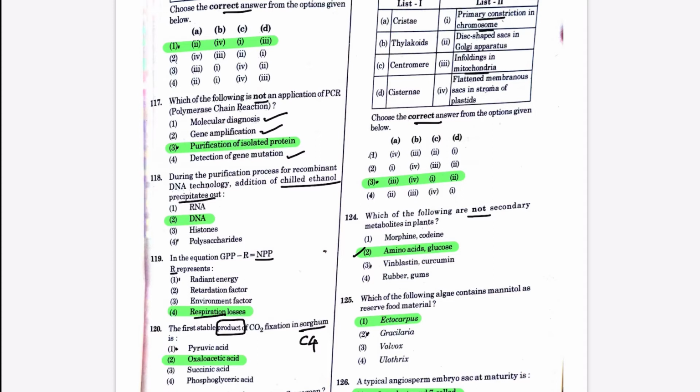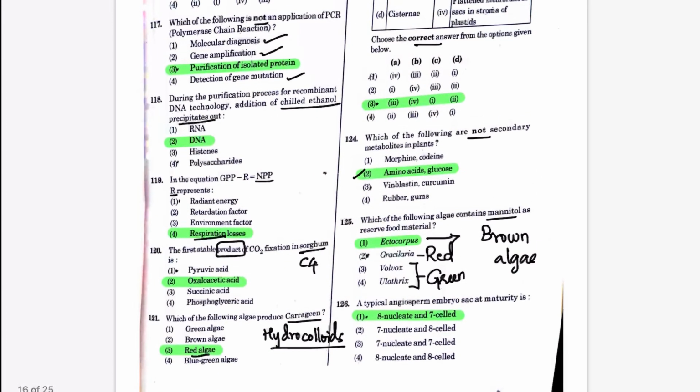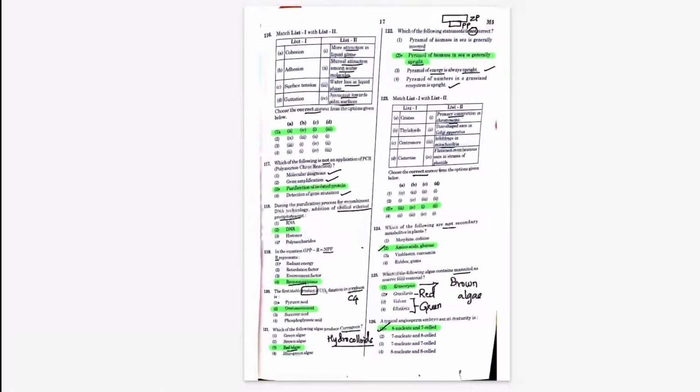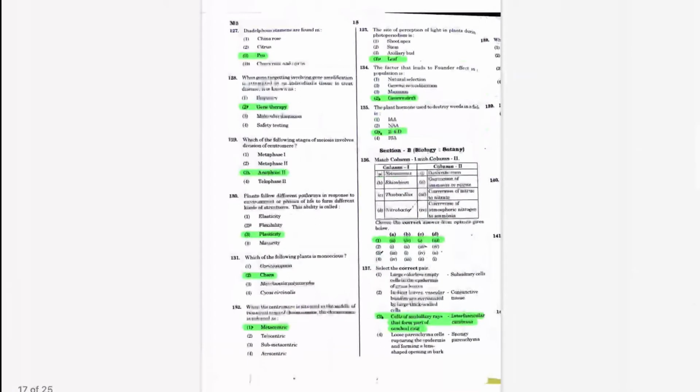So 125, they are asking you which of the following algae contains mannitol as a reserve food material. Okay, so since they have asked mannitol, the answer would be a brown algae. So if you check the option, Ectocarpus is a brown algae, whereas Gracilaria is a red algae, whereas these two are green algae. Okay, so the answer is Ectocarpus. Okay, and 126, a typical angiosperm embryo sac at the maturity would be 7-celled and 8 nuclei structure, right? So the option 1 would be right, 7-celled and 8 nuclei. Okay, we'll move on to the next question.